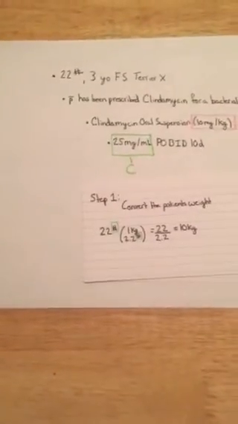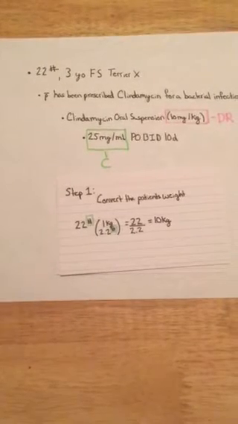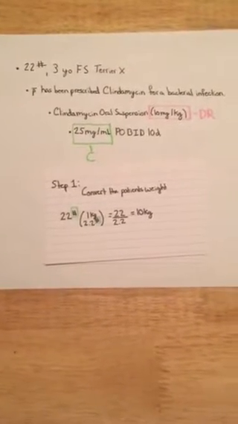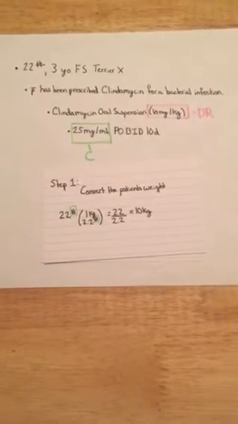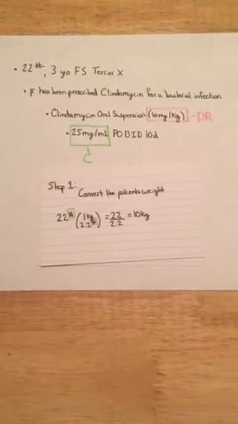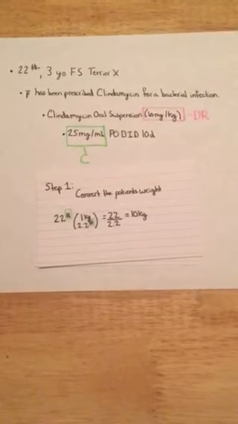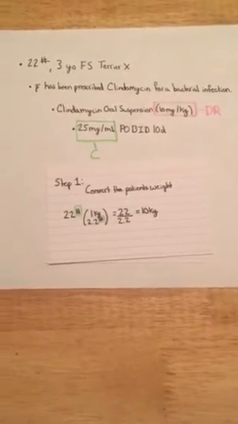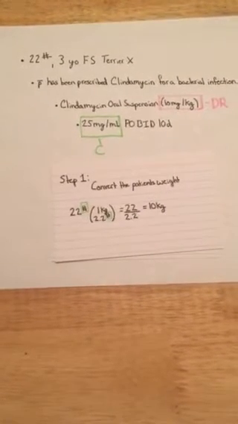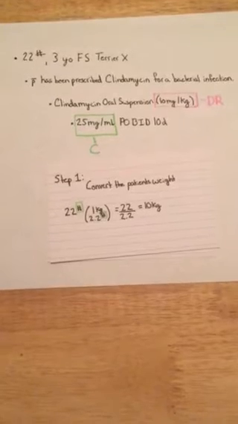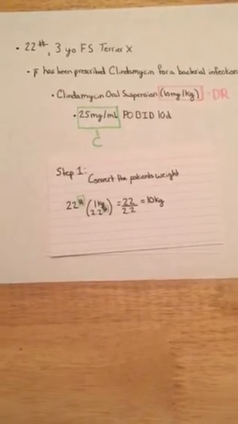What we have is a 22-pound, 3-year-old spayed female terrier mix. This patient's been prescribed clindamycin for a bacterial infection. The clindamycin oral suspension, the dosage rate is 10 milligrams per kilogram, and the concentration of this medication is 25 milligrams per milliliter, which is going to be given to the patient by mouth twice a day for 10 days.